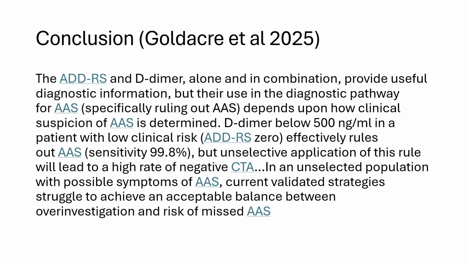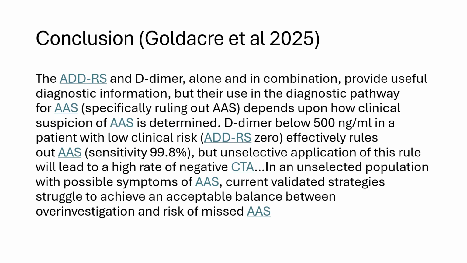So the conclusion in this study is that the ADRS score and D-dimer, alone and in combination, provide useful diagnostic information, but their use in the diagnostic pathway for AAS depends upon how clinical suspicion of AAS is determined. A D-dimer below 0.5 in a patient with low clinical risk effectively rules out AAS, but unselected application of this rule will lead to higher rates of negative CTA. In an unselected population with possible symptoms of AAS, current validated strategies struggle to achieve an acceptable balance between over-investigation and risk of missed AAS.